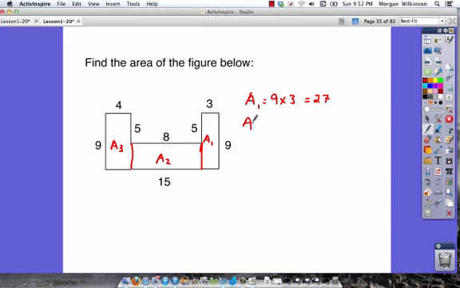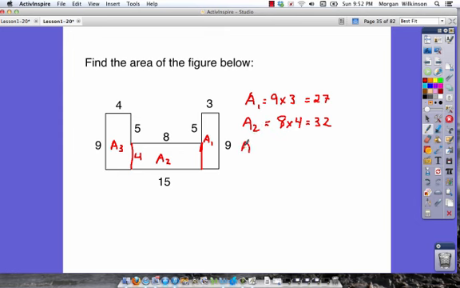A2. If we look at A2, the length is 8, and the height, they don't tell us that. But what we do know is that this piece is 5 vertically, this whole piece is 9 vertically, so 5 plus what is 9? Must be 4. So 8 times 4, that's our length times our width of just A2. 8 times 4 is equal to 32.